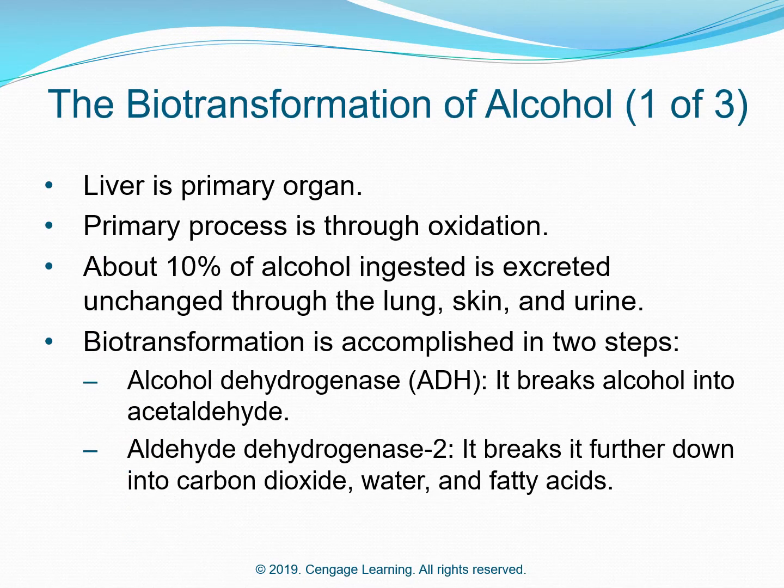The biotransformation of alcohol. The liver is the primary organ, and the primary process is oxidation. About 10% of alcohol ingested is excreted unchanged through the lungs, skin, and urine. Biotransformation is accomplished in 2 steps. First, alcohol dehydrogenase, or ADH, breaks alcohol into acetaldehyde.